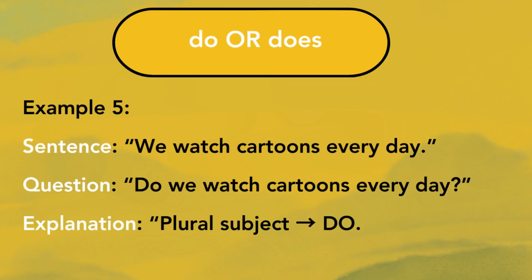Example 5. Sentence: We watch cartoons every day. Question: Do we watch cartoons every day? Explanation: With plural subject we use do.